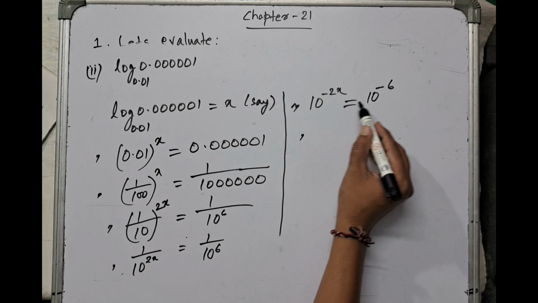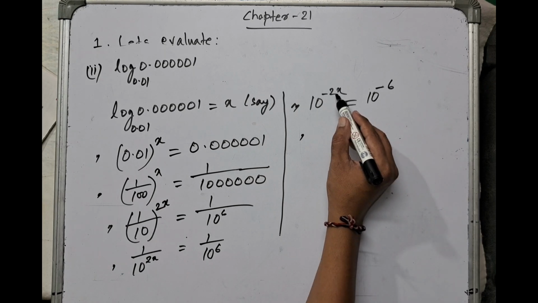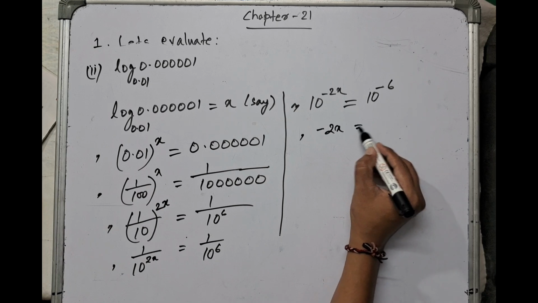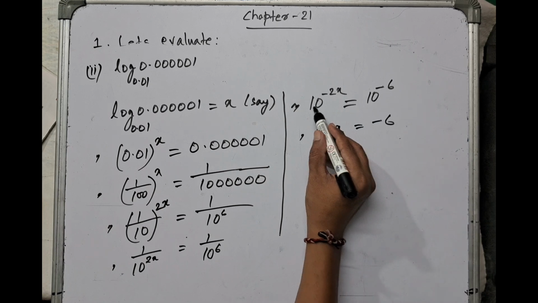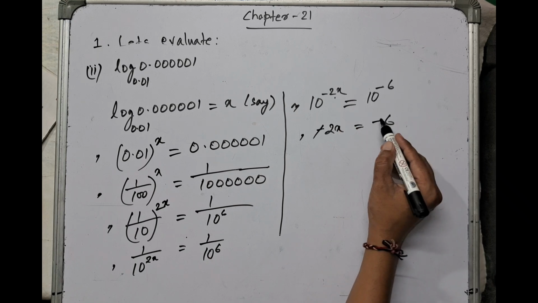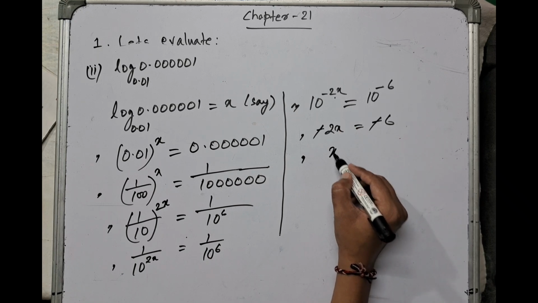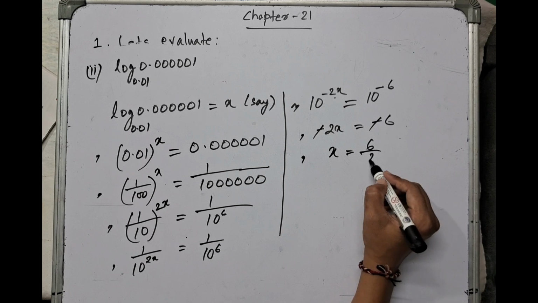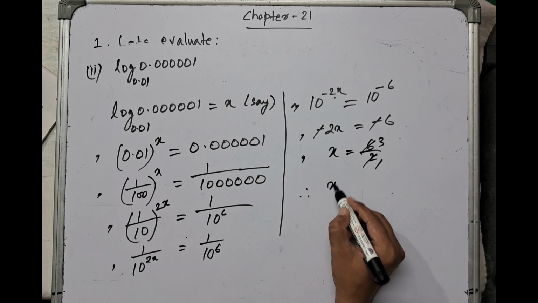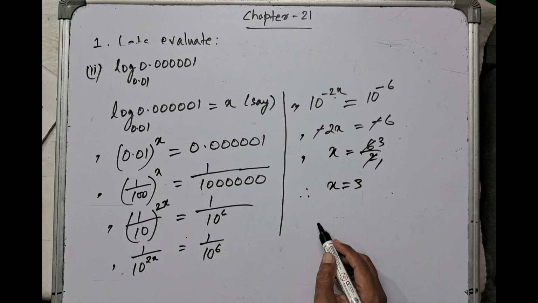So this is 10 and 10. Bases are equal. That means powers will also be equal. Minus 2x equal to minus 6. If bases are equal, then powers will also be equal. This minus and this minus cancel out. x equal to 6 upon 2. This means 2 ones are 2, 2 threes are 6. Therefore, x equal to 3. So we got the value of x.